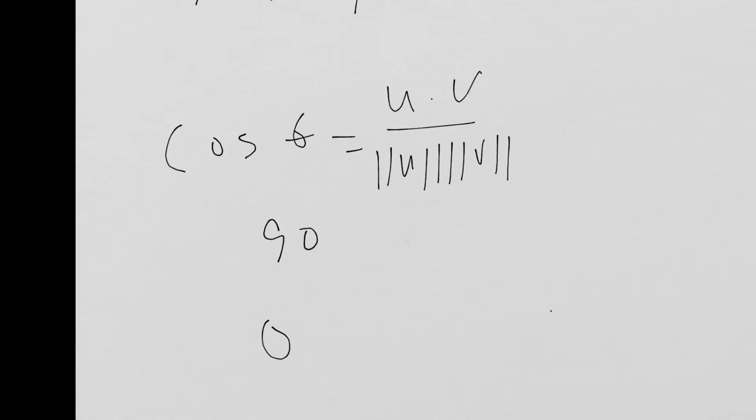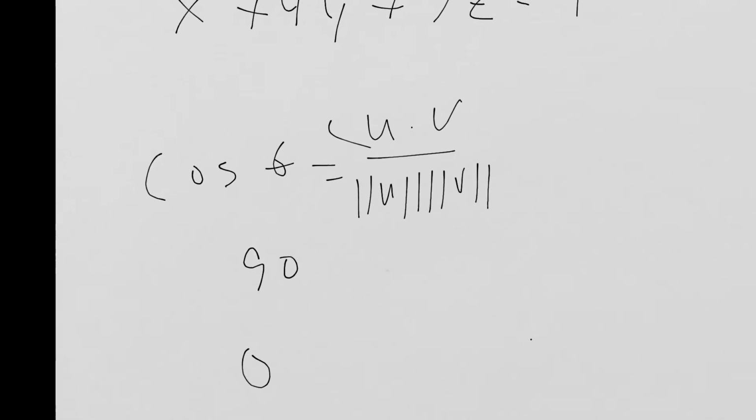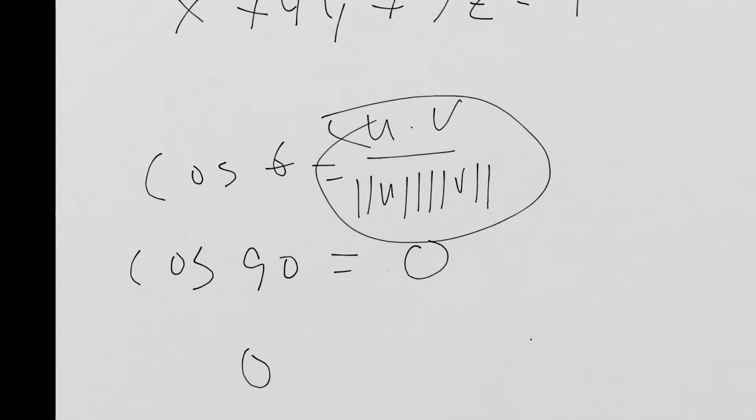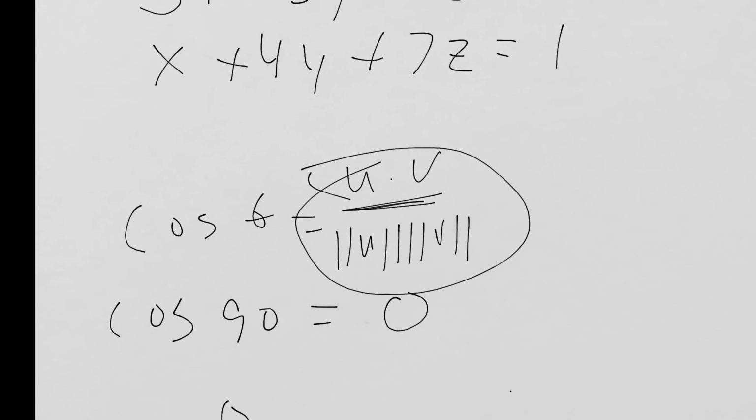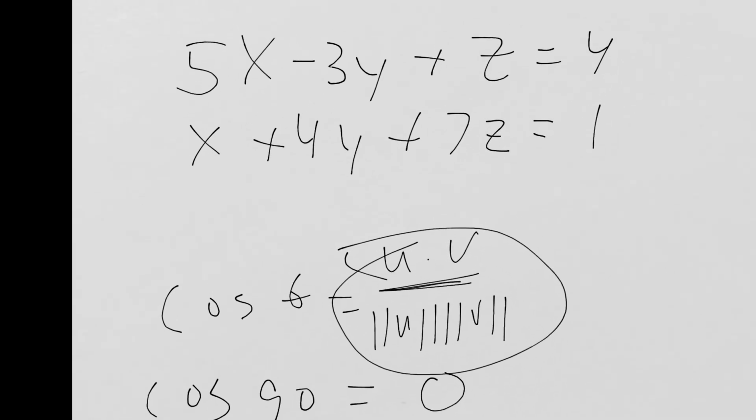And it's actually a really easy check. We just have to do the dot product. Because cosine of 90 degrees actually equals 0, the only time this is going to equal 0 is when u dot v is 0. Okay, so we can check that pretty easily. Just do u dot v here real quick.